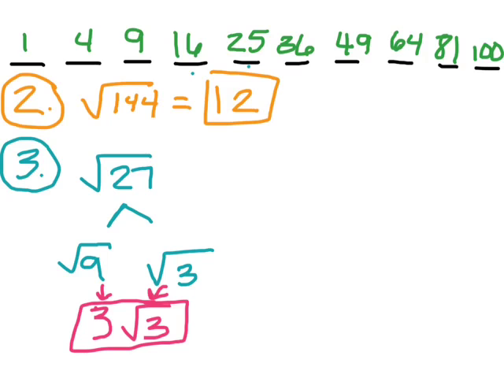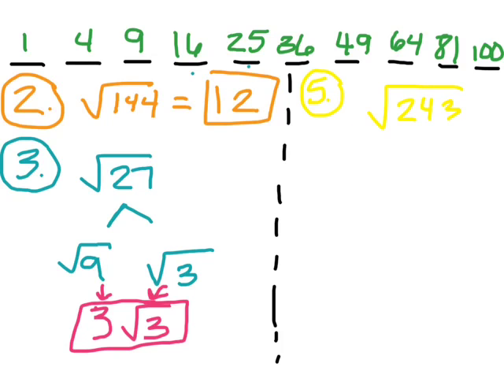Let's do number 5. Number 5 from your notes. With number 5, we were given radical 243. Really big number. We take the square root of it. Again, it gives you a long, ugly decimal.